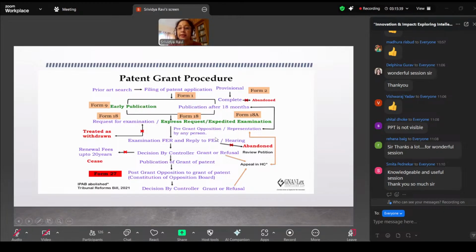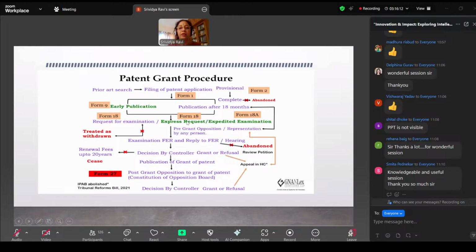FER means first examination report. Sometimes there is a second one also, which is called an SCR or a second examination report. So the examiner issues a first examination report, and sometimes he also demands that you attend a hearing. That means you will go and present your case to the examiner. He will hear you out with regard to the arguments you have to present. So there can be either a reply to the first examination report, or there can be a hearing.